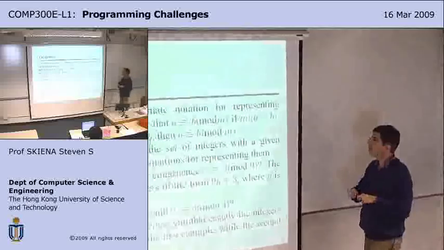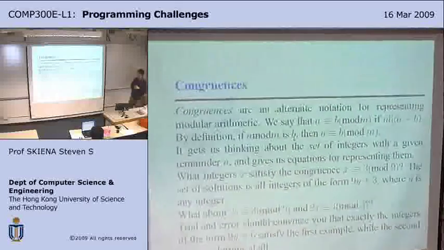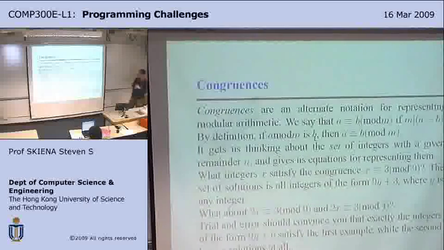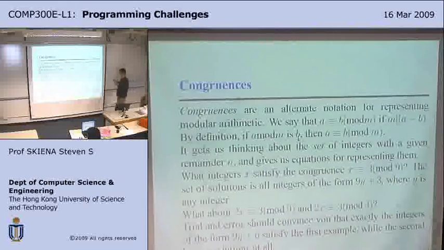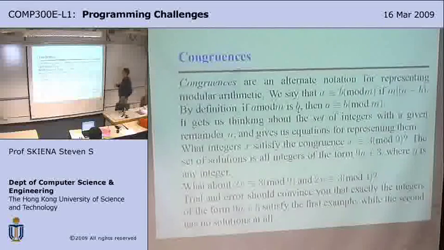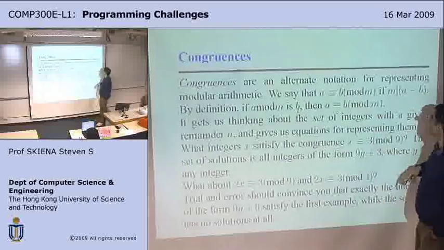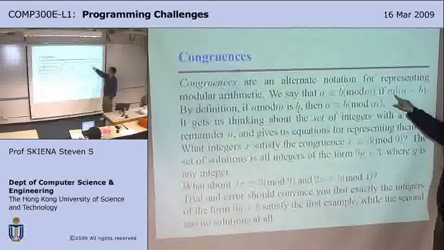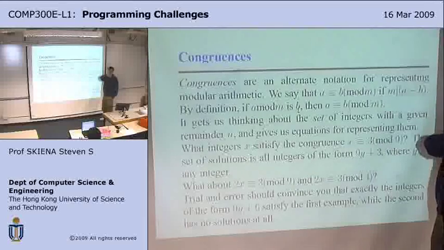Congruences are an alternate language for talking about modular arithmetic. Again, in some sense, it's just a notation, but it's a very useful notation. It gives us a way to talk about multiples in terms of equations that we can work with. We say that A is congruent to B mod M if M divides A minus B. That's one way to say what this means, right?